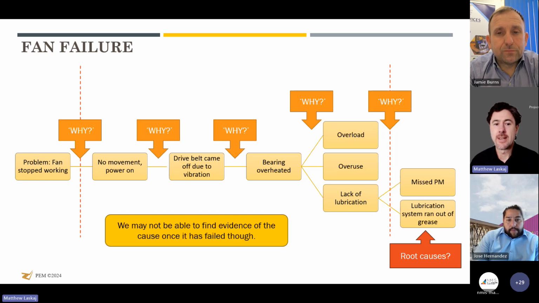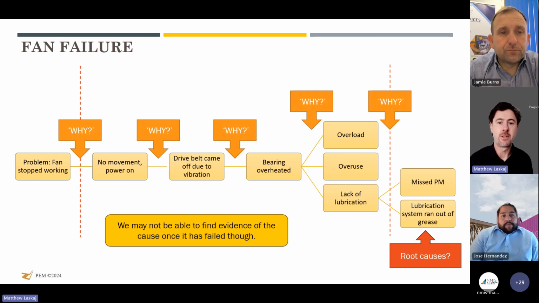we may not be able to find evidence of the cause once it has failed, though. So usually we do these after the event, don't we? We wait till the thing's failed. Oh, it's cost us too much money. Somebody got injured. We've had an environmental spill to the ocean. Now we better do an investigation, and we kind of do it in retrospect.